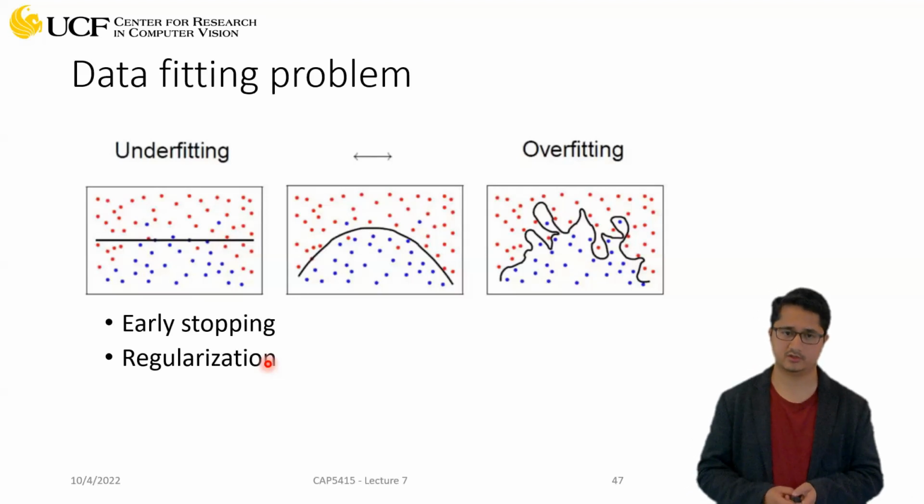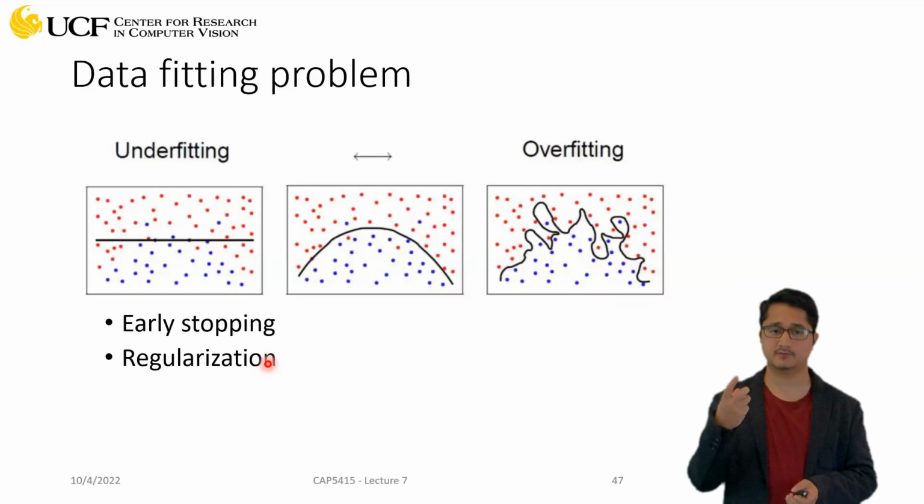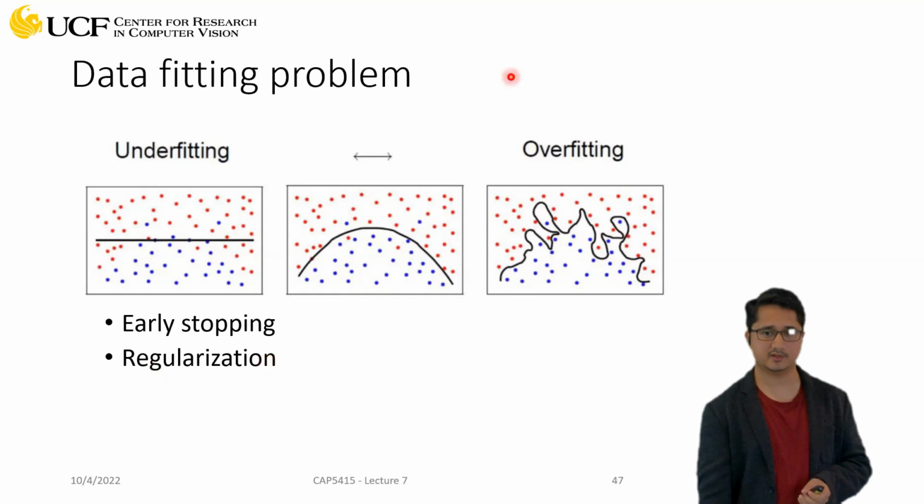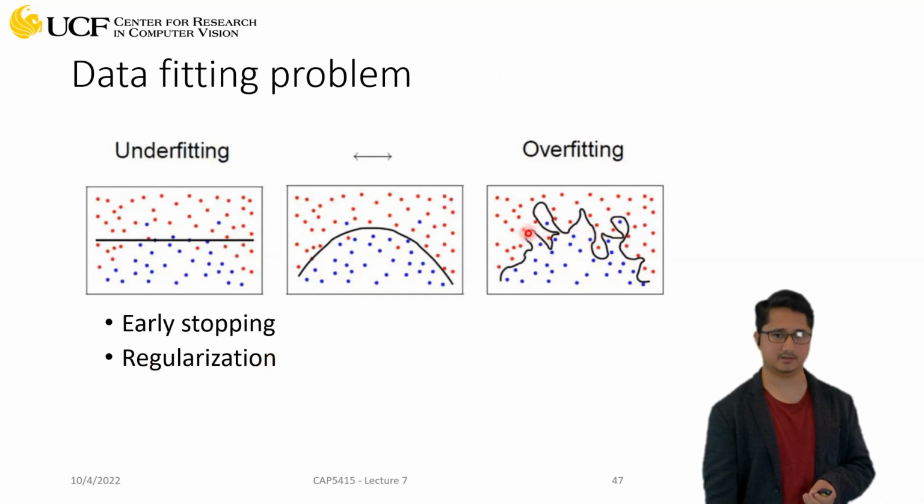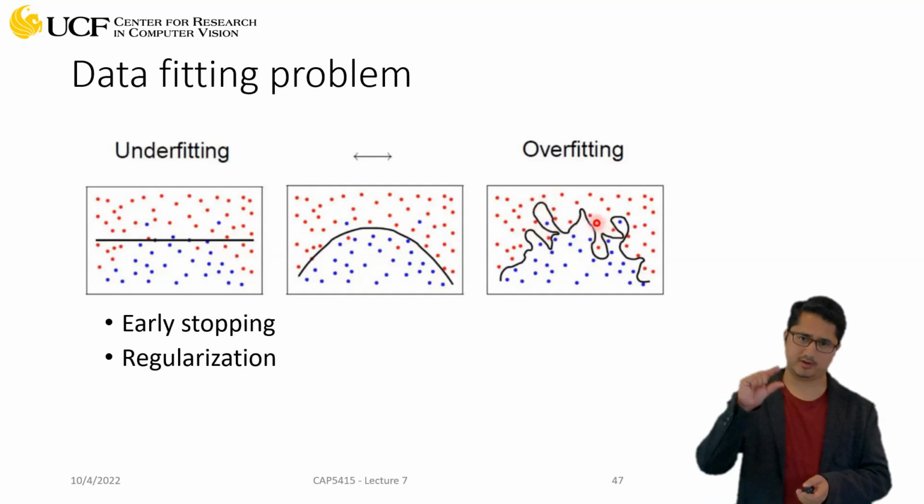You can use regularization, which means you try to minimize the weight values. Even in this case, you will have some weights pretty high, right? That's why you're able to form these complex curves here. So you try to minimize those weights.